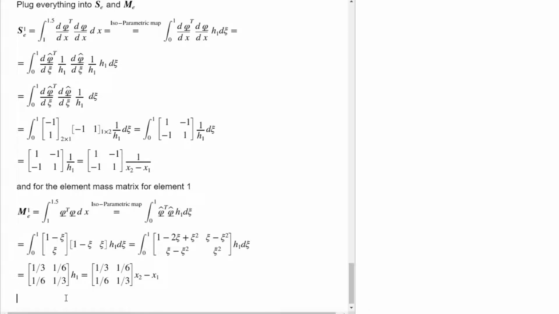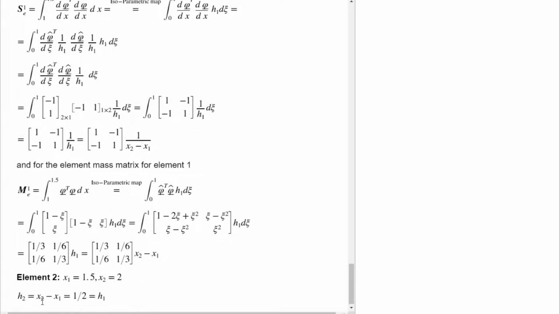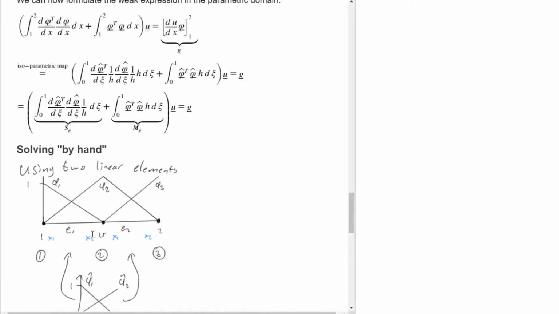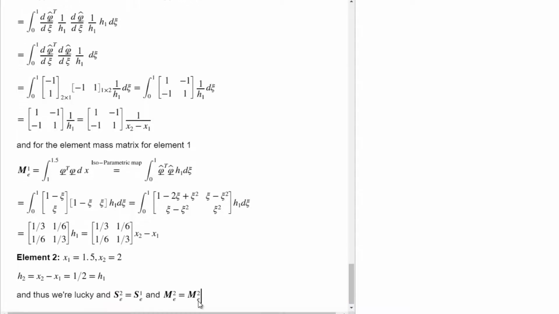So for element 2, we have of course a different x1 and x2. So what happens there? Well, the only thing that changes is h here. So h2 is going to be x2 minus x1, which is 1/2, and really that's the same as our previous h1. Why? Well, we have made our mesh ourselves. So we have said that, alright, this thing here is linearly spaced. So h is always going to be the same everywhere. And that's kind of nice because we end up with the same matrices.